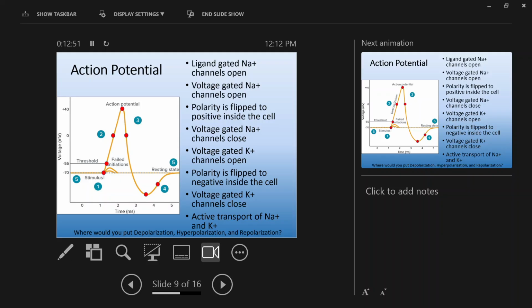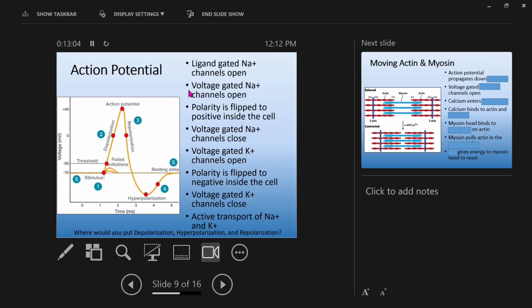So be able to describe this graph in a few sentences, or if I gave you a couple of points on there, be able to tell me exactly what's happening at each of those points and how that's going to be tied to the process. All right, and then depolarization, repolarization, hyperpolarization. I had them on there just later.